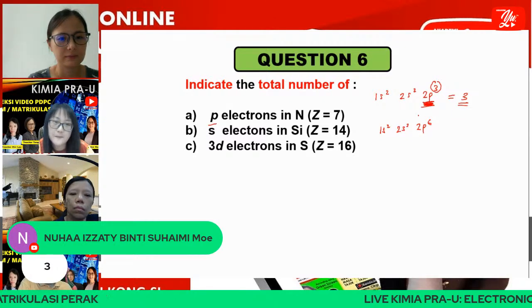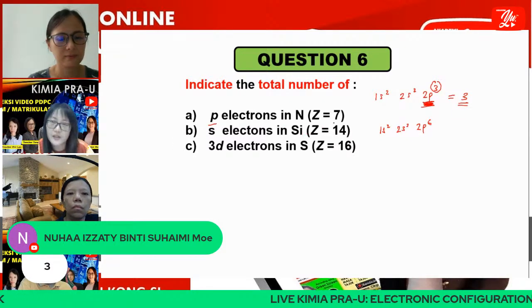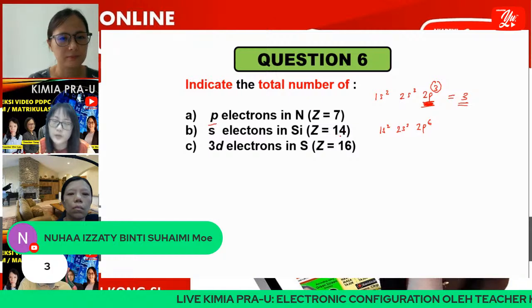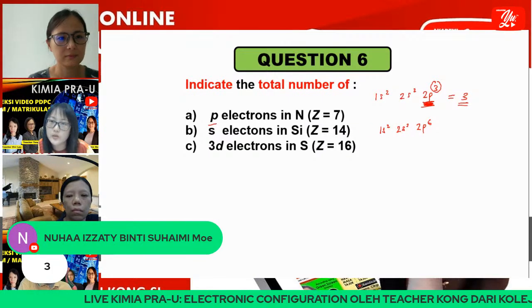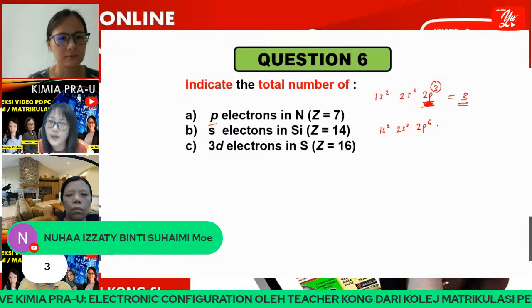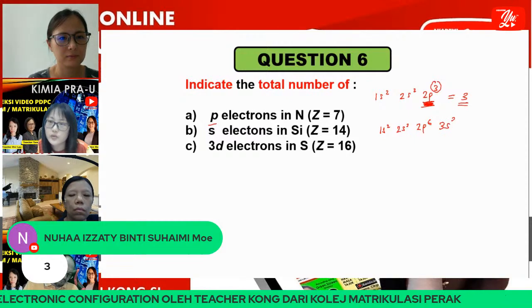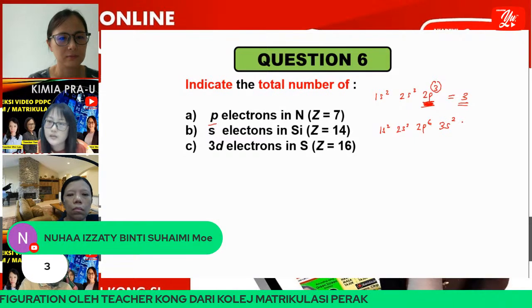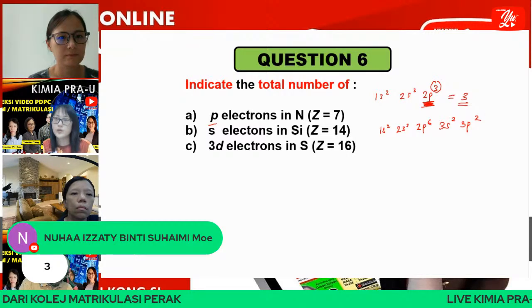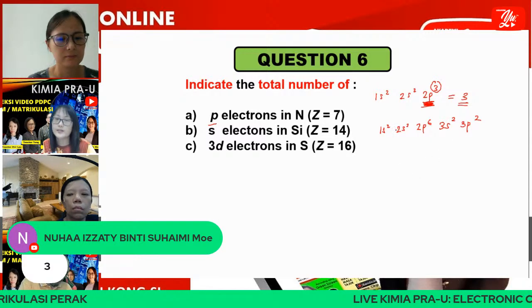Now we proceed to s electrons in silicon, with proton number equal to 14. So now 1s2, 2s2, 2p6, that's 10, 3s2, and then 3p2. 1s2, 2s2, 2p6. Always check, is it 14? Yes, I assigned the 14 electrons already.